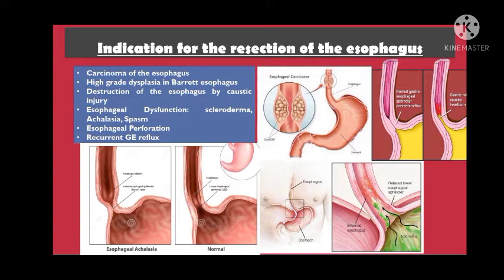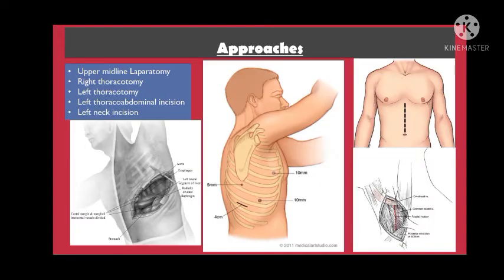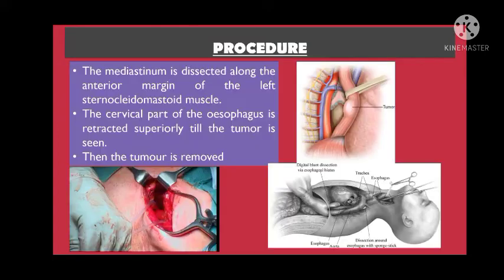Approaches for the esophageal resection: upper midline laparotomy, right thoracotomy, left thoracoabdominal incision, left neck incision. Procedure: the mediastinum is dissected along the anterior margin of the left sternocleidomastoid muscle. Then the cervical part of the esophagus is retracted superiorly till the tumor is seen, and then the tumor is removed.